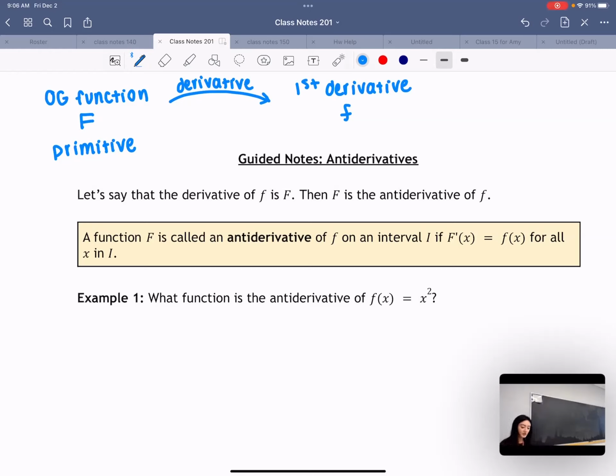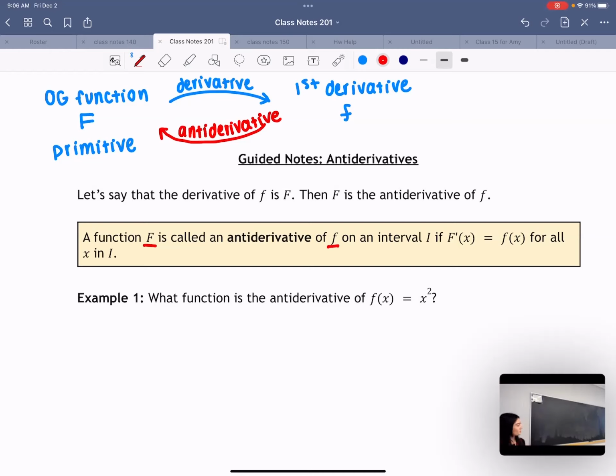Now what antiderivatives are is we start from the first derivative and we go backwards. An antiderivative is the opposite of a derivative. We start with the first derivative and we go backwards and find the original function. So this is an antiderivative. We're working in the opposite direction of how we were going before. Technically, we can call a function big F an antiderivative of my derivative little f.